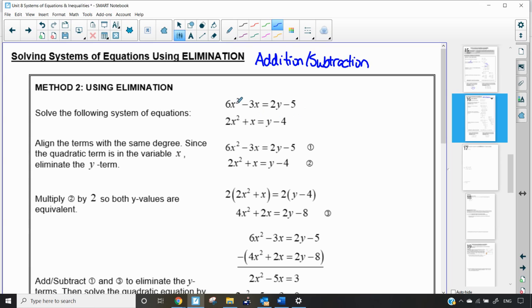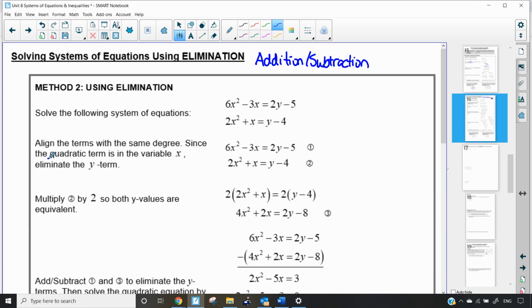Now, here we're given a system of equations. Notice that they both have quadratic variables, so this is going to be a good one for elimination. The first thing we're going to do is line up all our terms. Make sure that all the terms that have the same variable and the same degree are set up. So I'm going to line up my x squareds, line up my x's, line up my y's, and line up my constants. Notice it doesn't matter what side of the equation they're on, just as long as all of the same degrees are lined up.